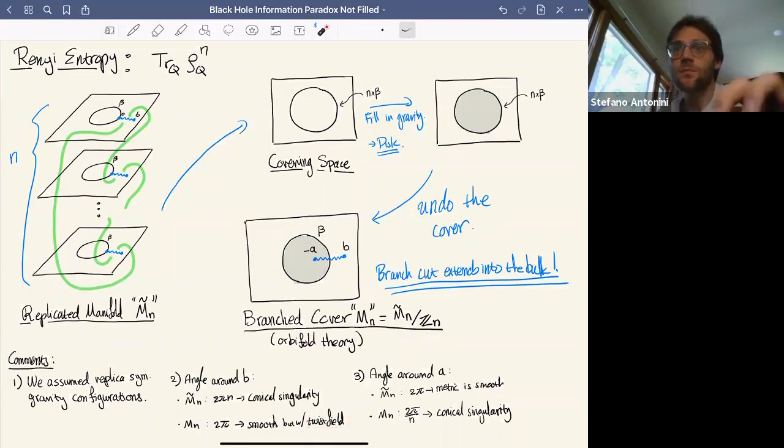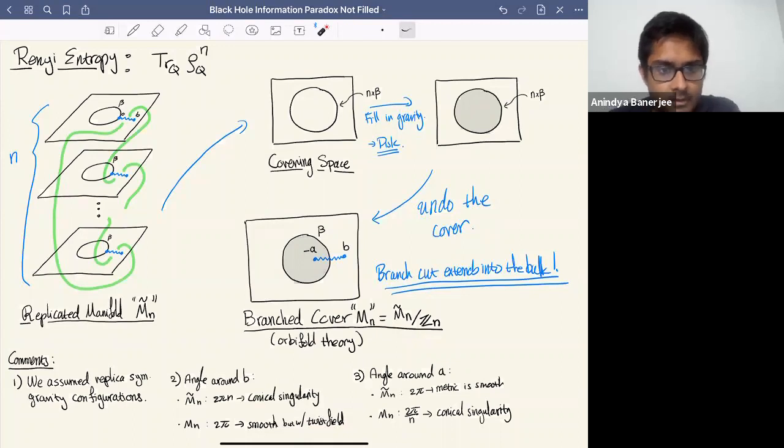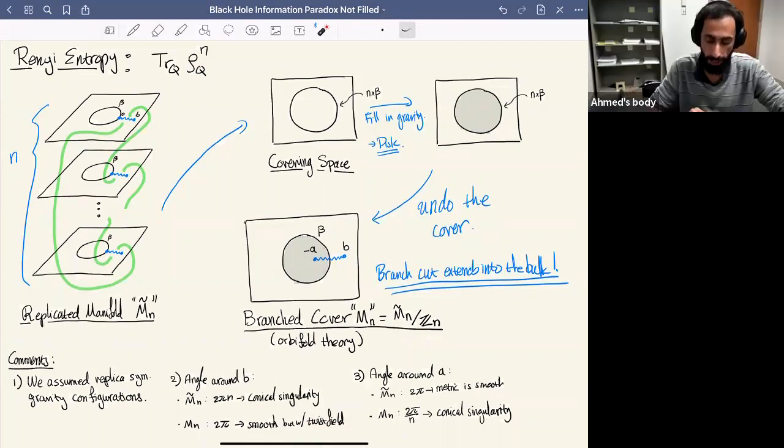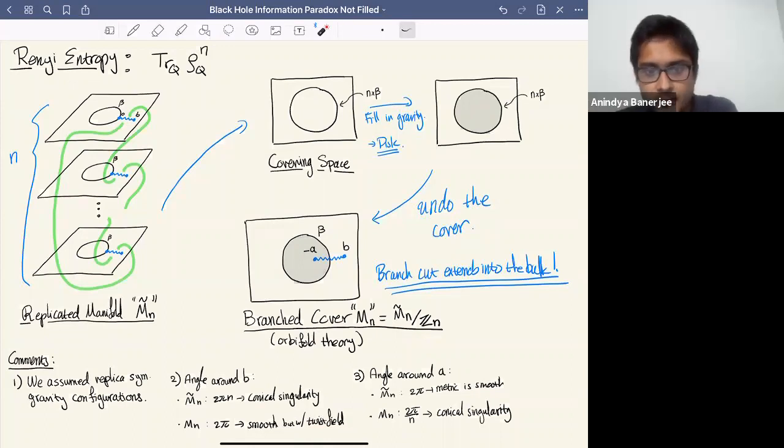Can I ask something? Yes. I didn't get what your physical motivation was for doing the orbifold and going to this branched cover theory. It will be clear in two slides. Okay, can I just ask, instead of the orbifold, is it possible to just resolve the singularity by cutting open a neighborhood of the B point and filling in a disk or something like that?